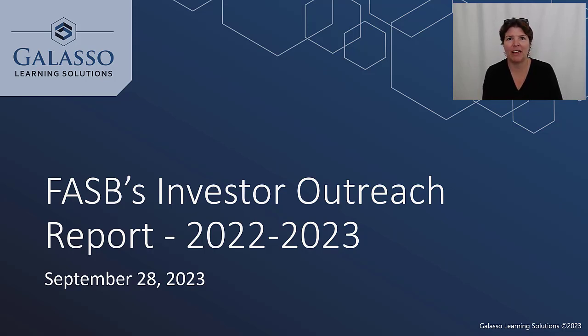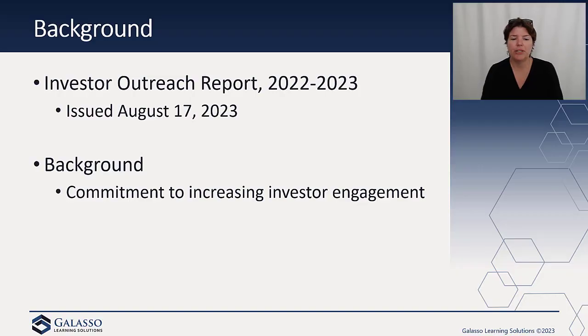Obviously, I sit on the Not-for-Profit Advisory Committee for the FASB, and we give updates on what's going on in those areas. But we also want to talk a little bit about what's going on in terms of the investor side. And so the FASB issues a report typically on an annual basis to provide a little bit of an update on what's going on here. So the 2022-2023 report was issued in August of 2023.